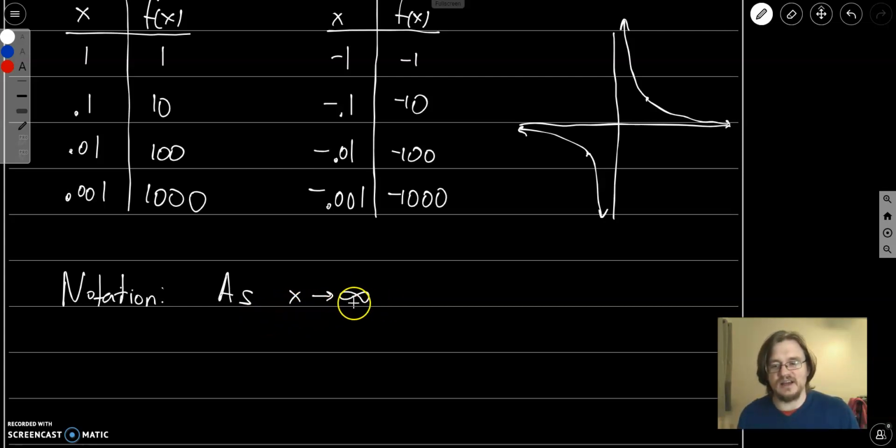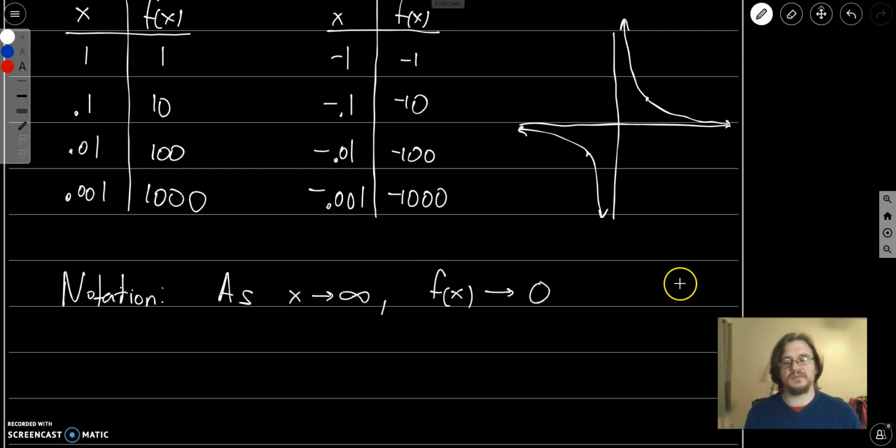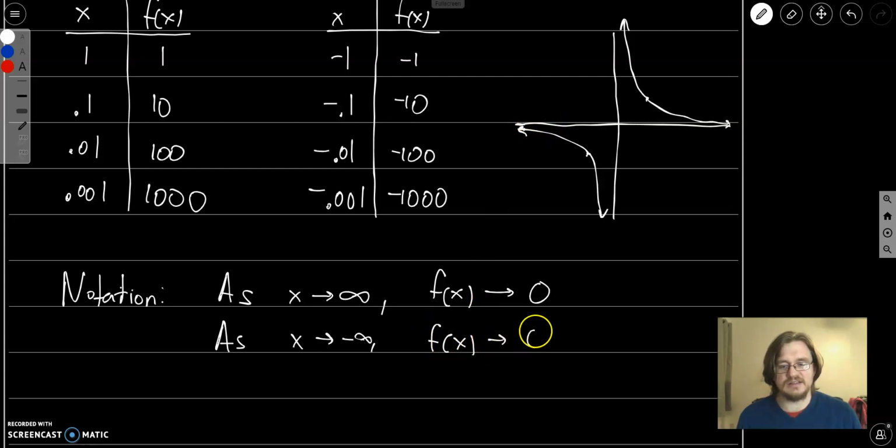As x goes to infinity, as x goes further and further to the right along our graph, what happens to the height of the function? The height of the function is f of x, and this is approaching 0. So this arrow means approaches, or gets close to. If we go in the other direction, as x goes to negative infinity, what's happening to the height of our function? Well, again, it's getting close to 0. Now it's getting close to 0 from the bottom, but it's still getting close to 0. So f of x is going to 0.